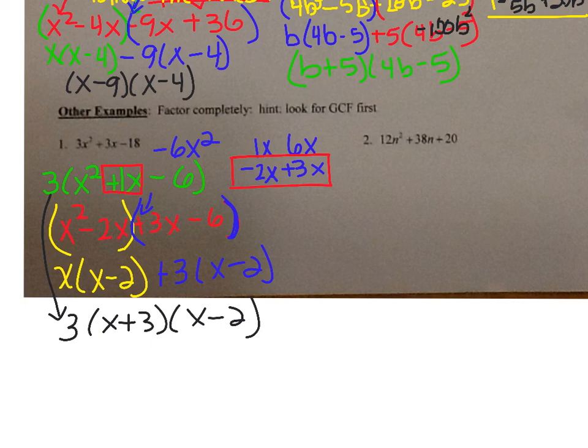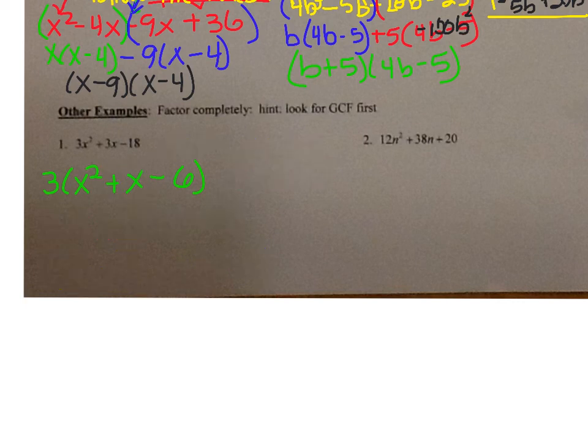Okay, let's look at the last one. 12n squared plus 38n plus 20. So we're looking for the GCF. So it looks like the GCF is 2. So I am going to factor out the 2. Let me just get rid of all this too. All right, so I'm going to factor out the 2 there. So I have 2 times 6n squared plus 19n plus 10.